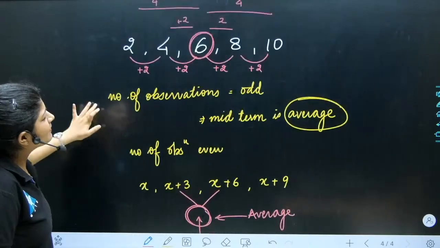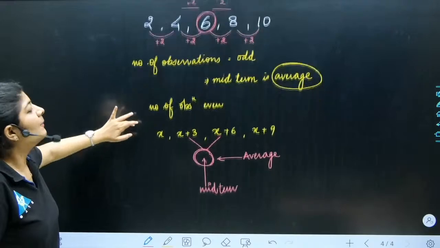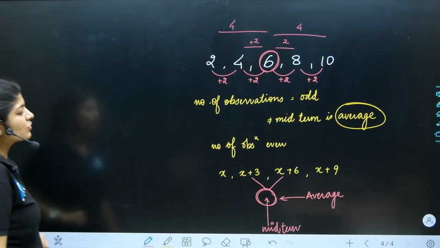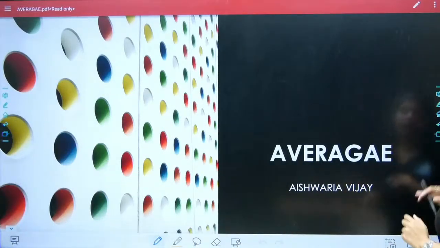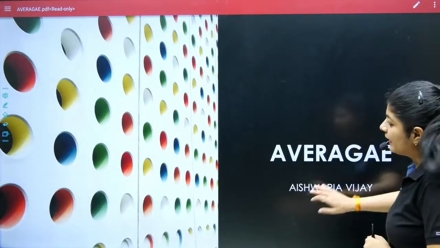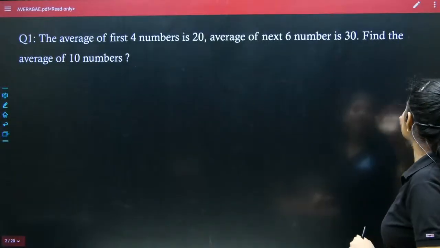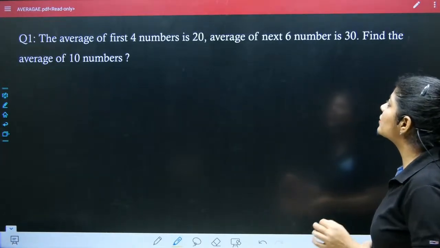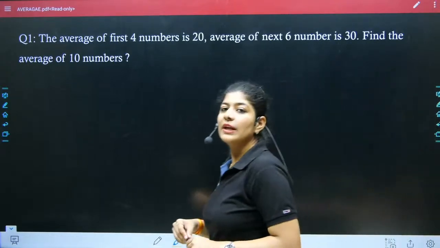Now these are some general observations, or rules, which we have to study before starting average. Now we are going to solve some problems based on average, and check whether our concepts are clear or not, right? So let's move to the very first question: the average of first 4 numbers is 20, the average of next 6 numbers is 30. Find the average of 10 numbers.